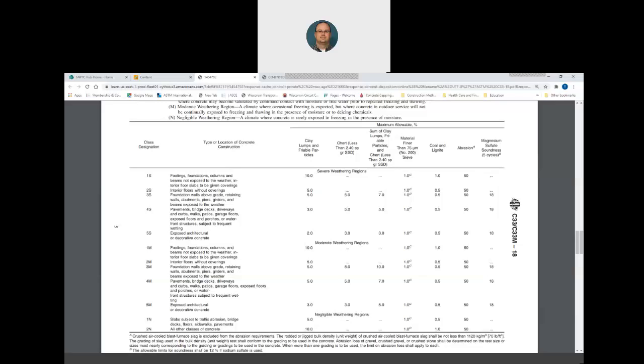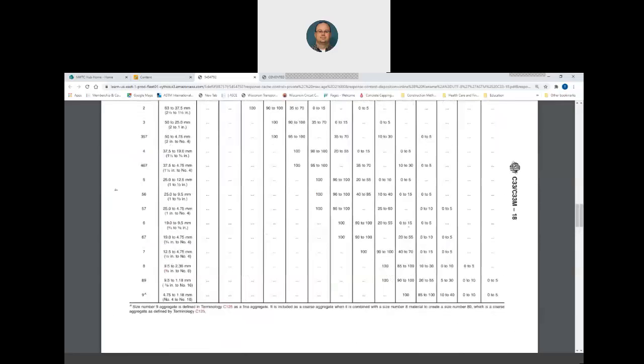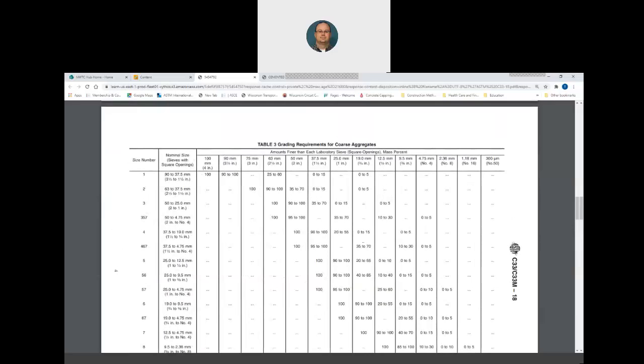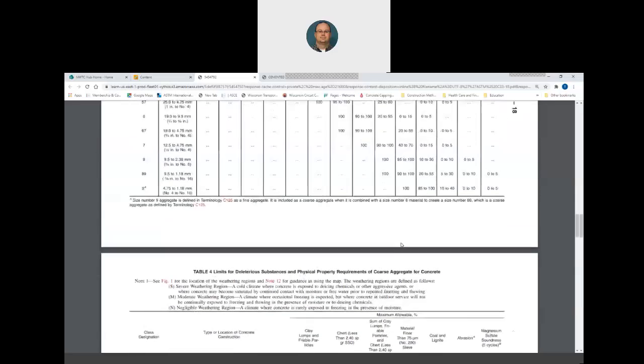Material finer or passing the number 200 sieve, which is 75. See that little term right up there, 75 micron? They call it a micron. So it's 0.075 millimeters. Okay. So if you look here, any of these stones can only have 1% passing the number 200 sieve to meet qualifications.